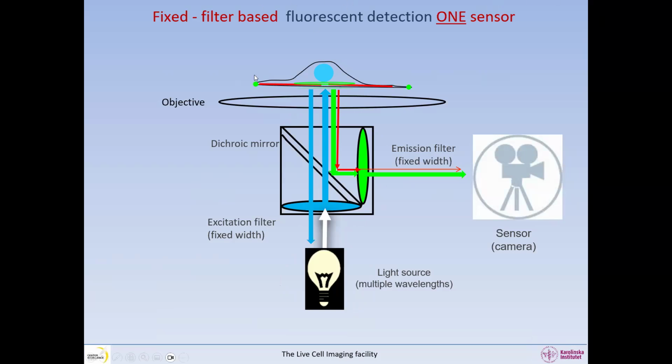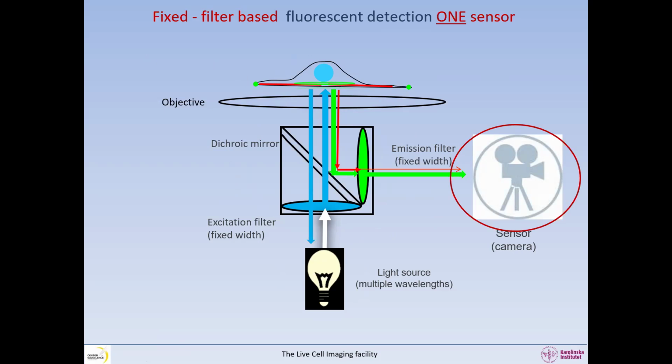Here we have our objective, we have our sample, so we depict an inverted microscope, and under the objective we have a cube which contains an excitation filter, the dichroic mirror, and the emission filter. Both excitation and emission filters have a fixed width. We have a light source with multiple wavelengths, and we have one sensor.